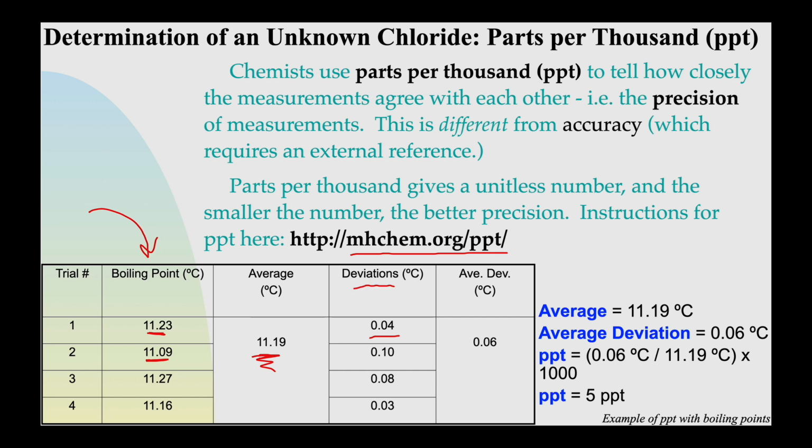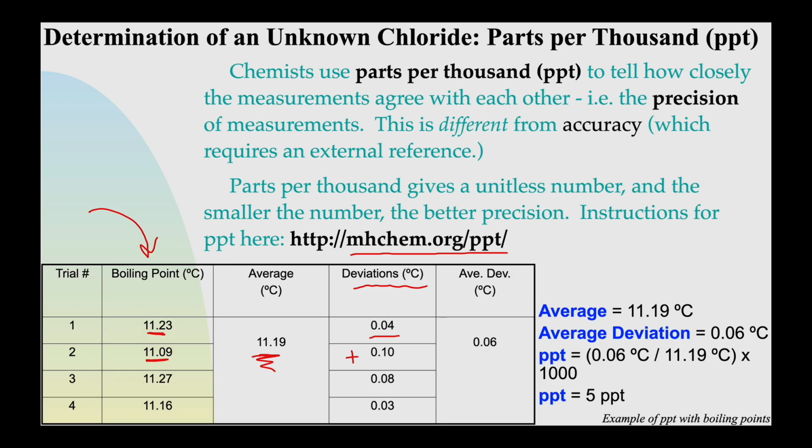When it comes to deviations, you want to use an absolute value. And what that means, just make your negative numbers positive. All deviations will be positive numbers. So even though 11.09 minus 11.19 was initially negative, we made it positive. And that's what you want to do for all deviations.